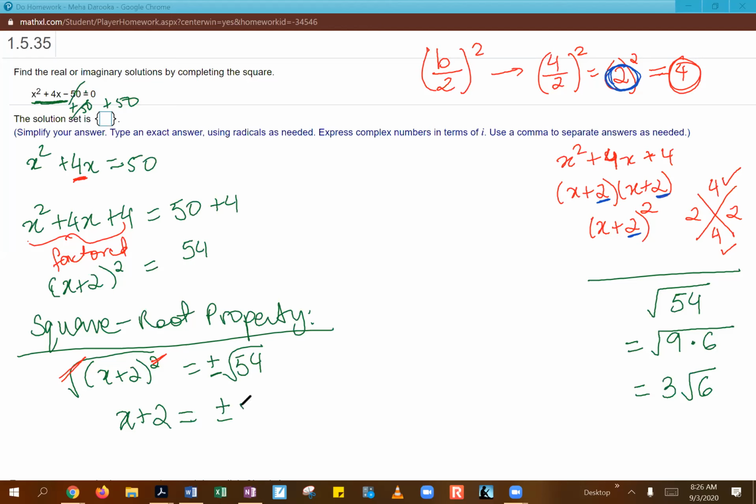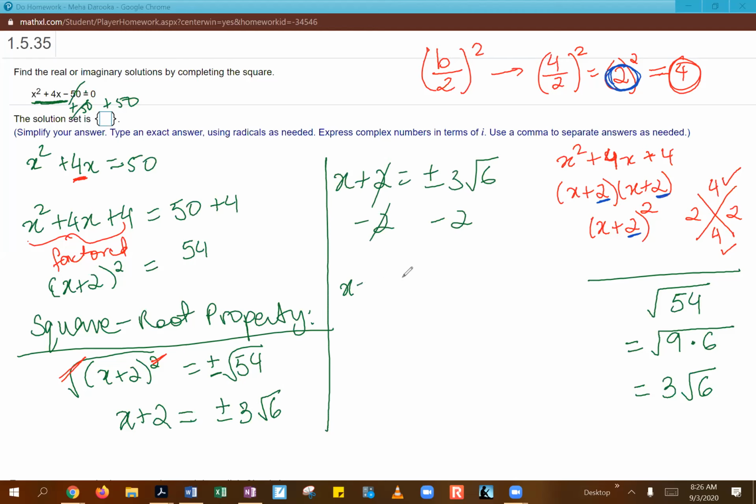And then, of course, now we have to get our x by itself, which means go ahead and move that 2 to the other side. You're just subtracting 2, and this will be your final answer: negative 2 plus or minus 3 times square root of 6. Now we can't technically add 2 into 3 times square root of 6 unless you do it as a decimal answer, and they don't want decimal answers over here. They want exact answers, so just leave them as it is. And again, if you wanted to type these as 2 separate answers, just separate them at the plus or minus sign.